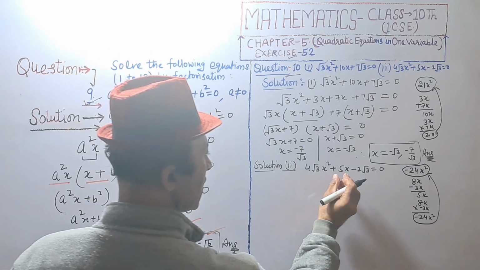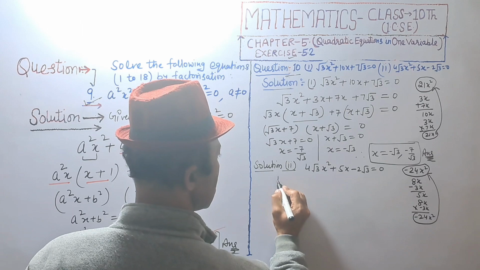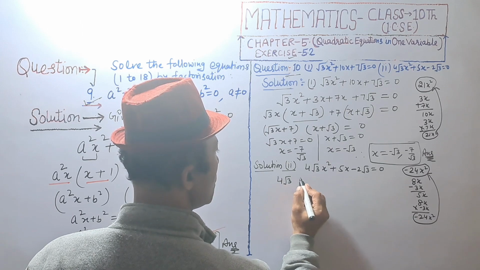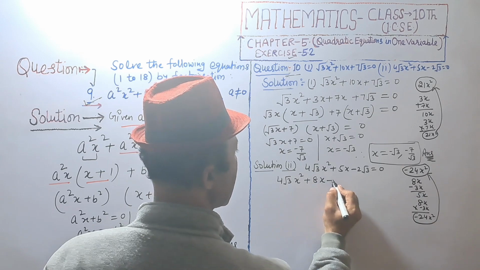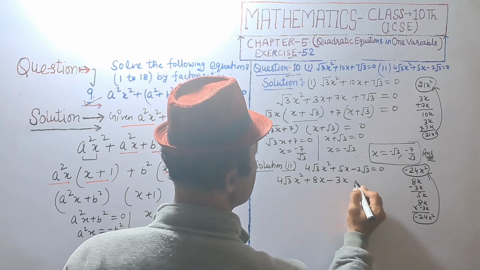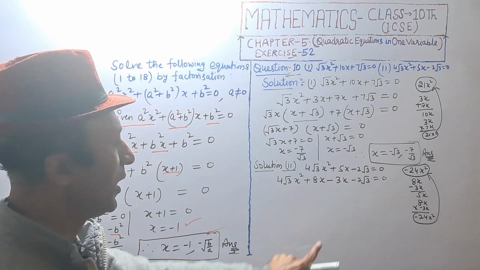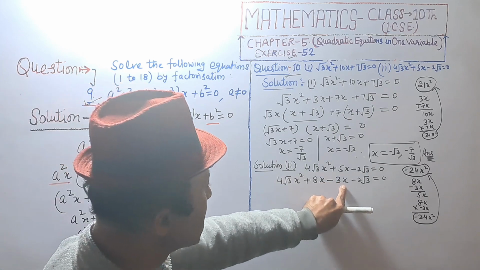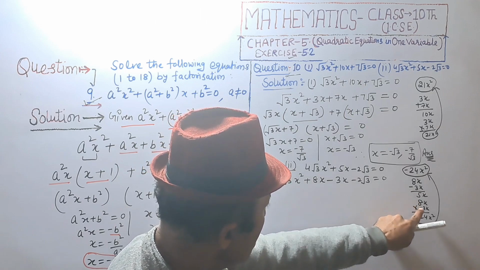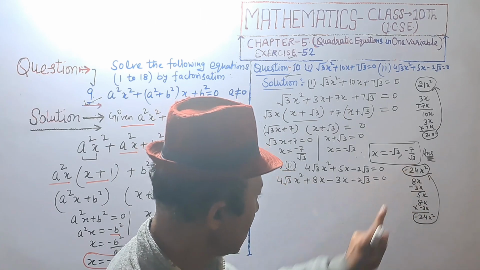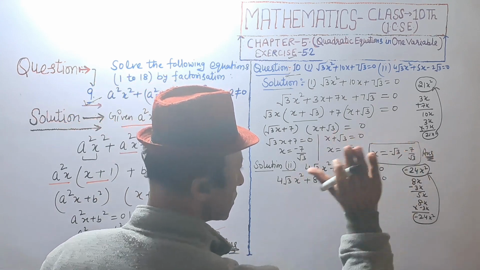So we are taking two numbers and splitting 5x: 4 root 3x raised to power 2 plus 8x minus 3x minus 2 root 3 is equal to 0. 8x minus 3x is equal to 5x, and 8x into minus 3x, that is minus 24x square, and the product of first and last is equal to minus 24x square.